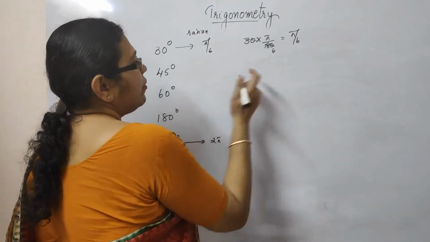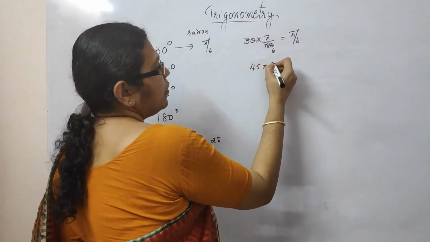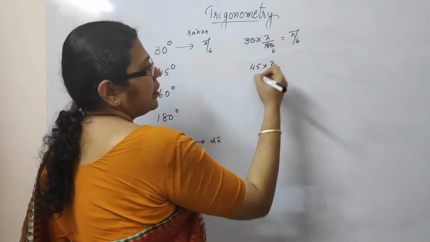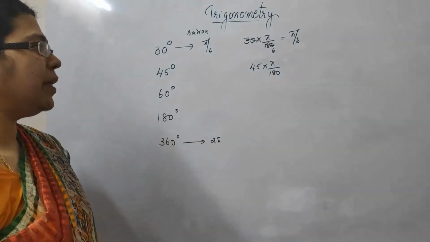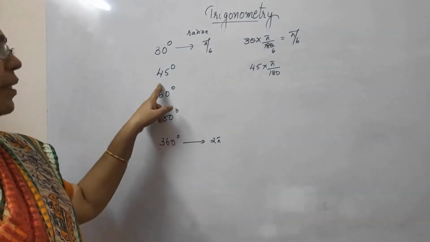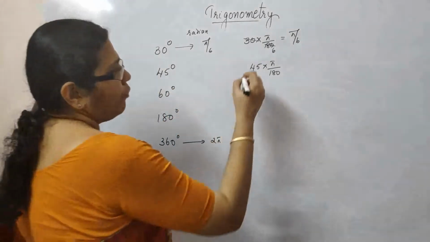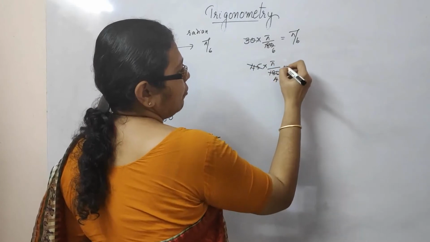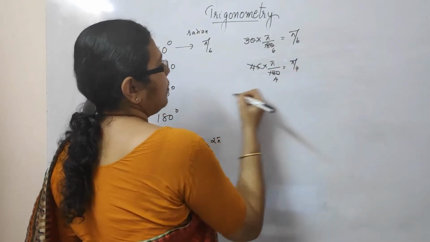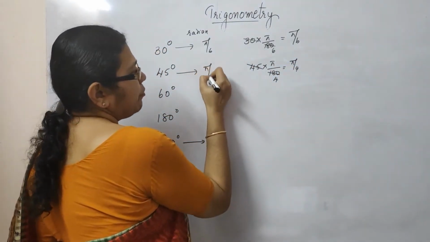Now coming to 45. 45 into pi by 180 gives you what? Pi by 4. So this value is pi by 4.